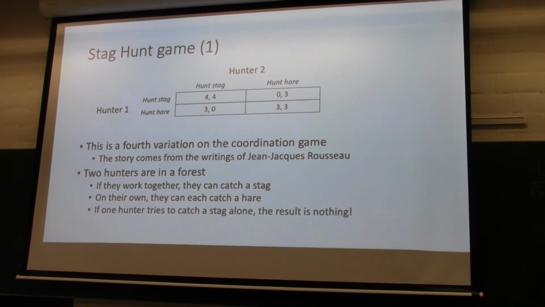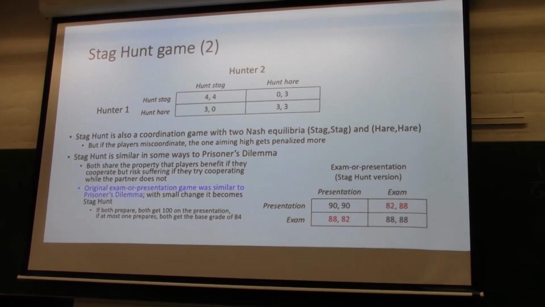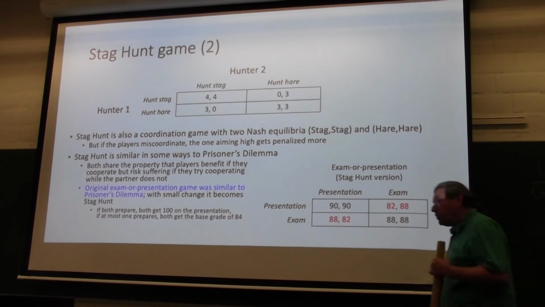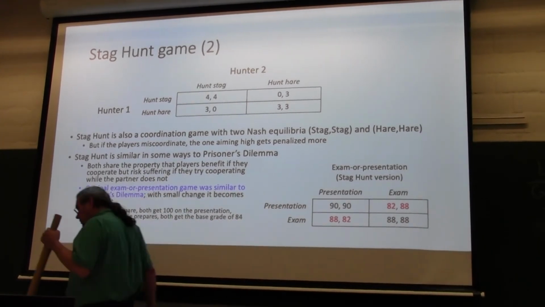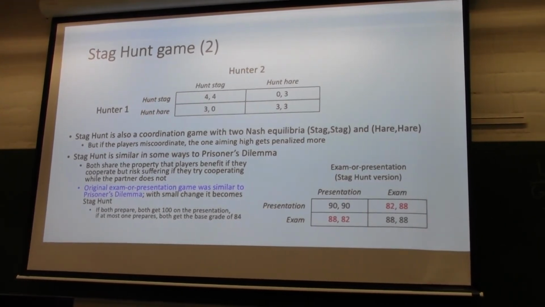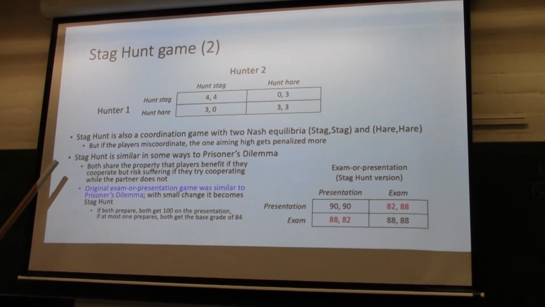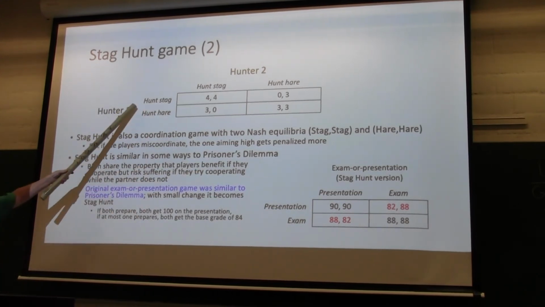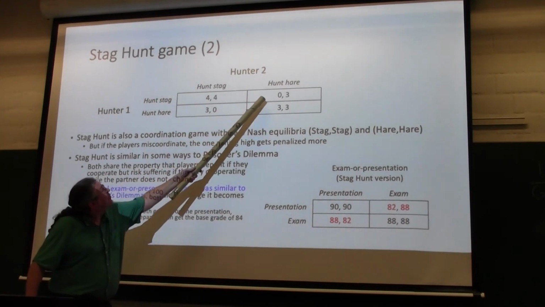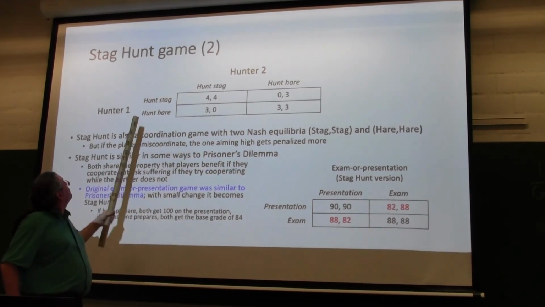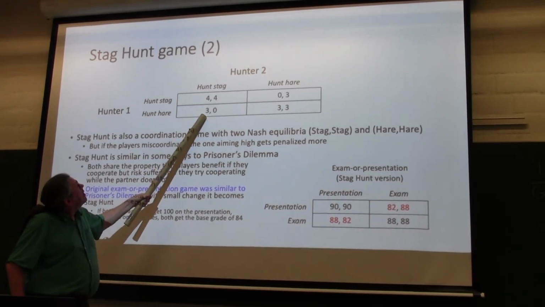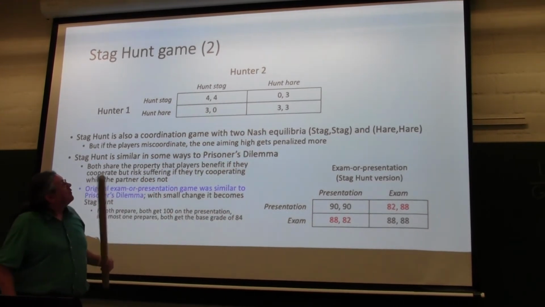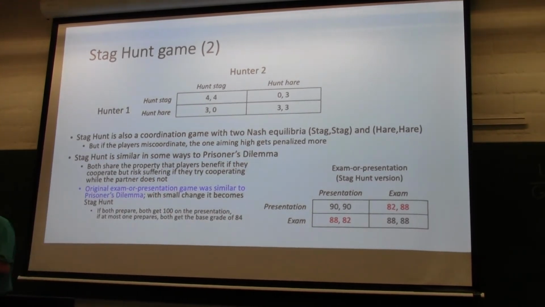But different. It's different because there's no dominant strategy anymore. In prisoner's dilemma, there was a dominant strategy. Here it's not. Here you have two Nash equilibria: stag, stag, and hare, hare. If hunter 1 hunts a stag, then the best for hunter 2 is also stag. If hunter 1 hunts a hare, then the best for 2 is also the hare. So stag, stag and hare, hare are two Nash equilibria.